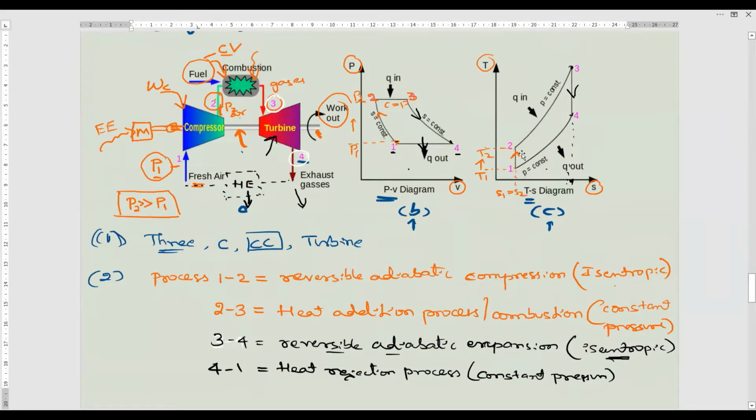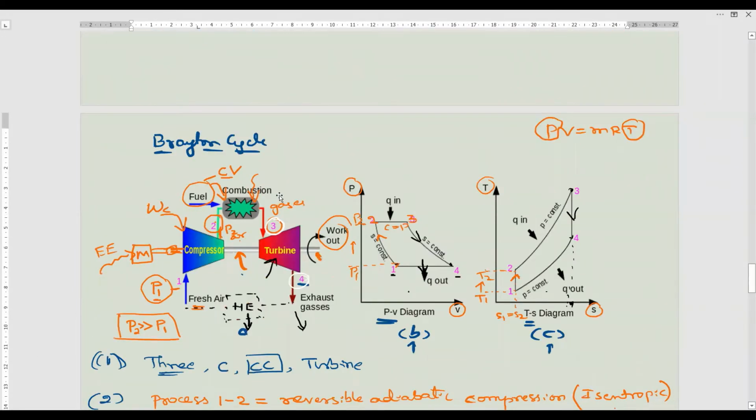Okay. So we'll discuss once again what the Brayton cycle is. Brayton cycle is also called the Joule cycle. Keep in mind, it is a Joule cycle. It consists of three major components. First one is the compressor, second one is the combustion chamber, third one is the turbine. The compressor and turbine are both mounted on the same shaft. As you can see here, the white colored part is the shaft.